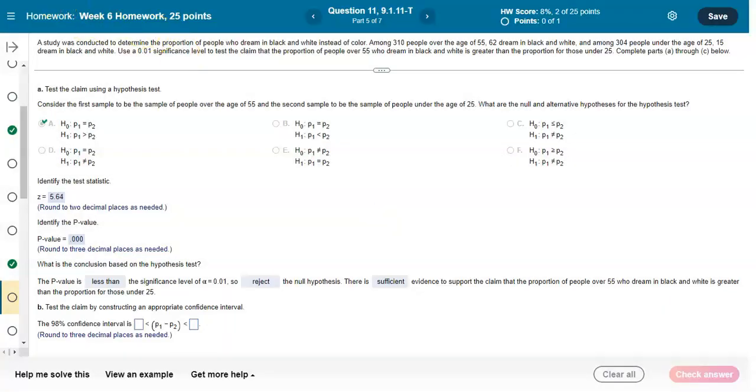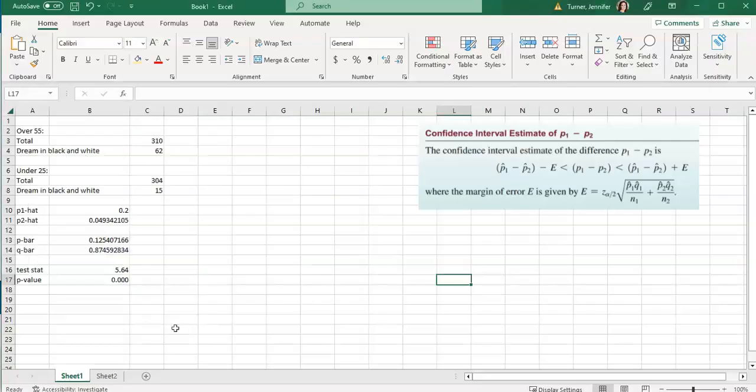Now they want us to test the same claim, but this time by constructing a confidence interval. So we need to do a confidence interval similar to what we did in the past for the difference between the two different population proportions. So in Excel, same thing, we can go ahead and build this confidence interval, and this is the formula we're going to use. P1 hat minus P2 hat minus E, that's the margin of error, which is computed with this formula. That's the lower limit. And the upper limit is P1 hat minus P2 hat plus the margin of error.